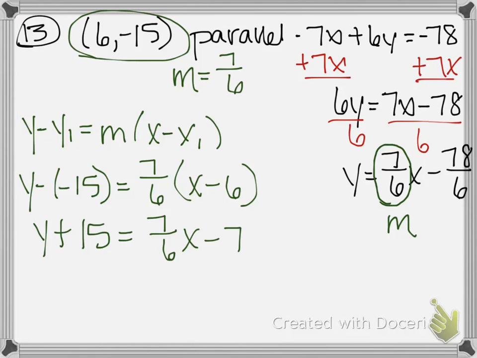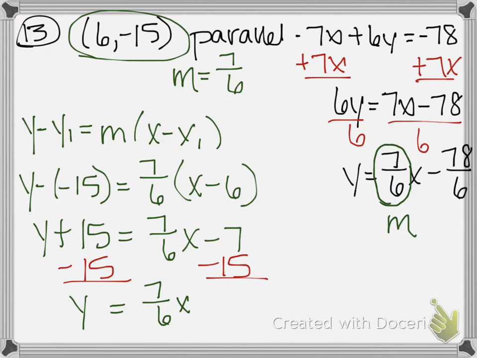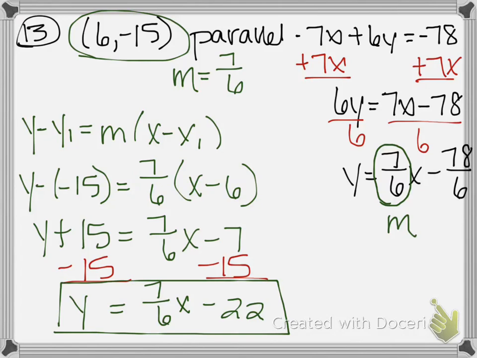There's another one for you, Jesus. So let's see here. So y ends up being 7/6x minus 22. Anybody else get that? Yeah. Okay, good. So this line is parallel to that line because they have the same slope, but that line goes through that point.